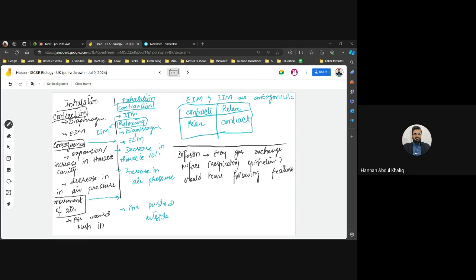to make efficient gas exchange possible. These particular qualities that I'm about to write have to be present in every efficient gas exchange surface. Otherwise, the gas exchange won't happen, or it would be very delayed, hindered, disturbed, or very inefficient. So these qualities have to be there in every gas exchange surface.